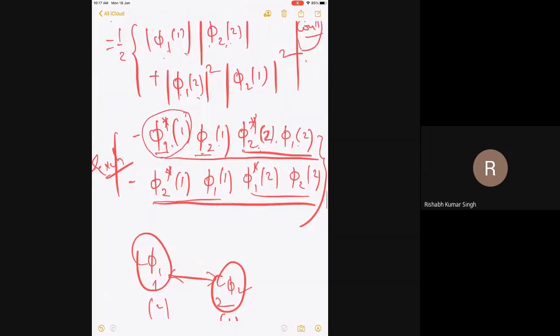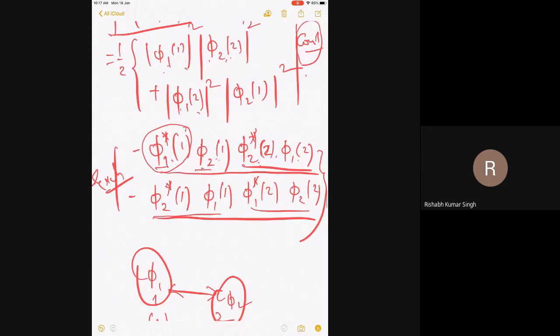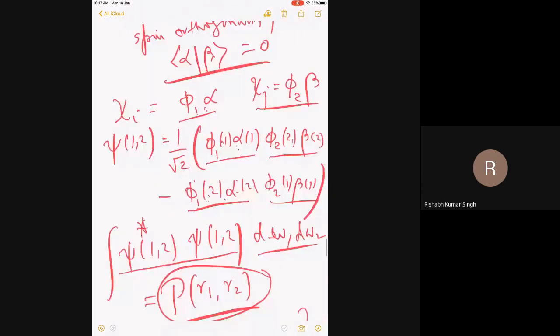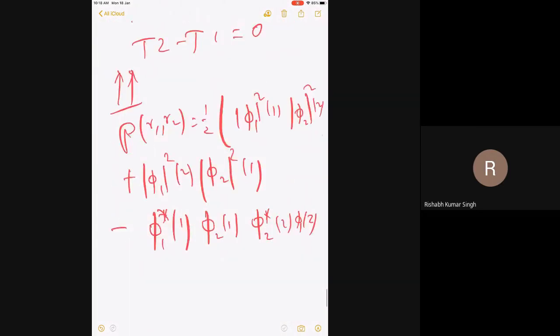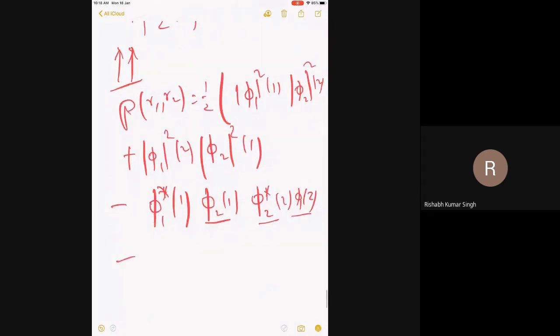So phi 1 star 1, phi 2 1, phi 2 star 2, phi 1 2. So here there is no density. That is the point. So phi 1 star 1, instead of phi 1, it is phi 2 1. Phi 2 star 2, instead of phi 2 2, it is phi 1 2. And vice versa. You write another term. So these two terms have no sense of density, so they are called the exchange term. Is it clear?